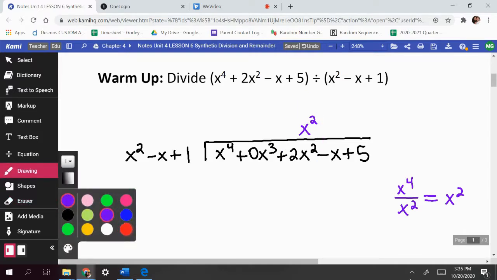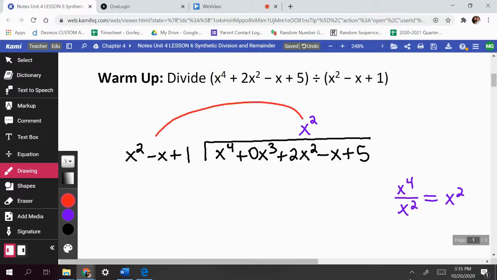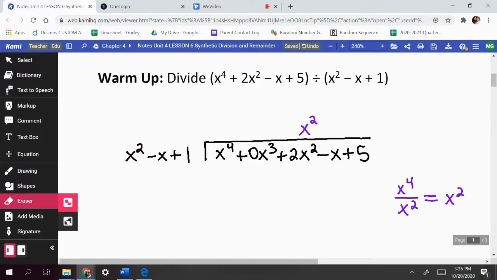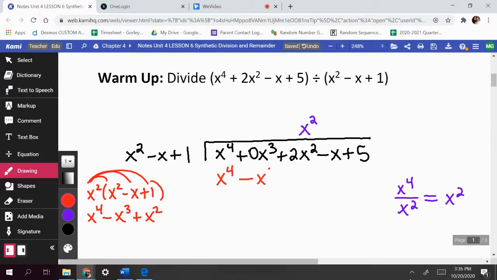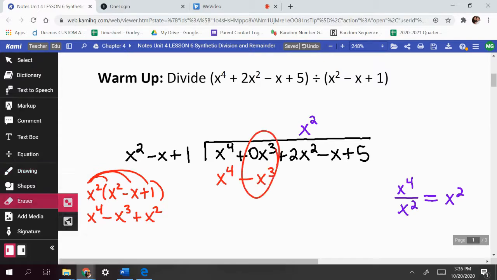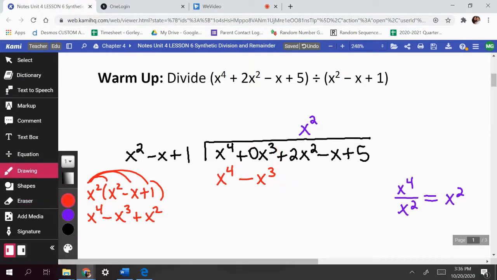Then I multiply. So I'm going to multiply what we just got by the whole entire divisor. So I'm going to have x squared times x squared minus x plus 1. So I get x to the fourth minus x cubed plus x squared. So I have x to the fourth minus x cubed. See now why it's good that we had that x cubed column. And then plus x squared.